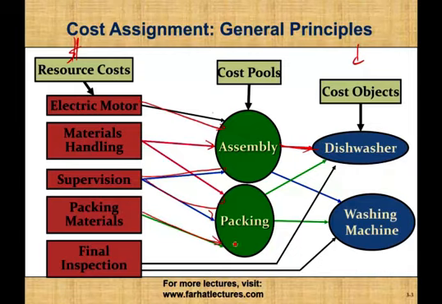Packing material only, we're going to trace the packing material to the packing department. And the final inspection, we're going to skip the cost pool, and the final inspection can be traced to the dishwasher and can be traced to the machine. So this is basically a picture of our cost and cost pool. Then from the cost pool, we allocate this money to the cost object.